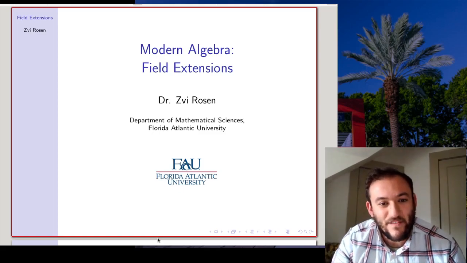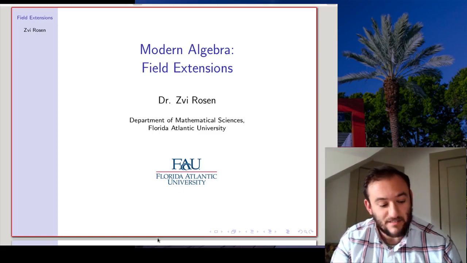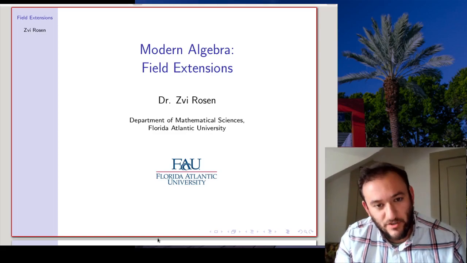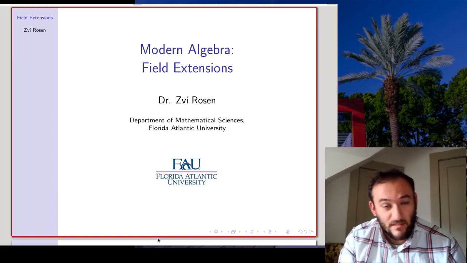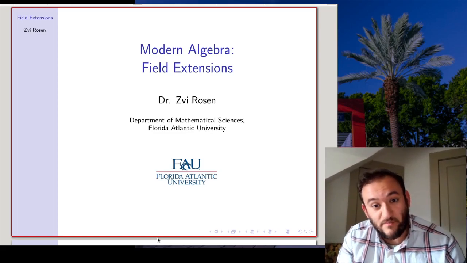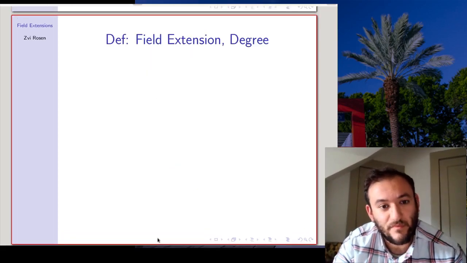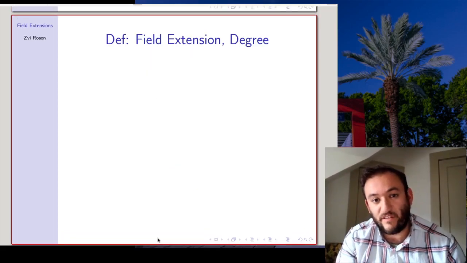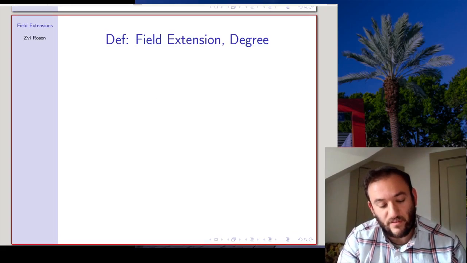Hi, this week we'll be discussing field extensions. We just had a refresher on vector spaces, and now we're going to talk about the special fields that are vector spaces over other fields. Okay, so first we'll define a field extension and the degree of a field extension.